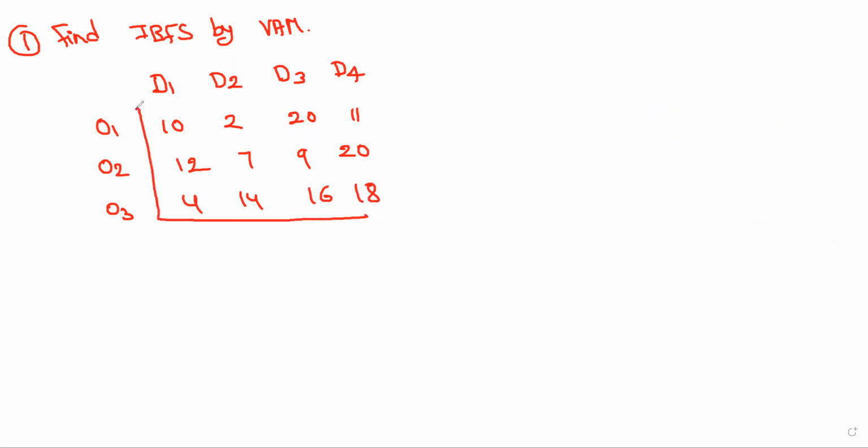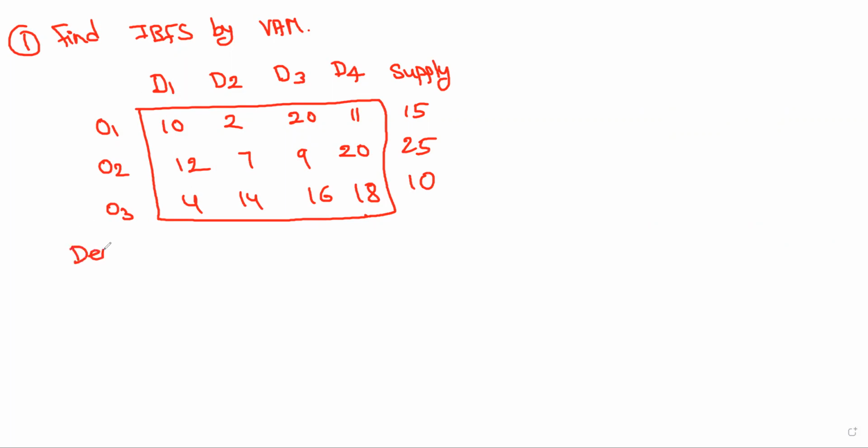These are the costs we have. And I have to write supply also. Keep the heading supply here. Supply we have 15, 25, 10. And demand we have 5, 15, 15, 15. That's it. Copy the table. Find the initial basic feasible solution by VAM, Vogel's approximation method. We have 4 destinations, D1 to D4, and 3 origins, O1 to O3, with supply and demand.